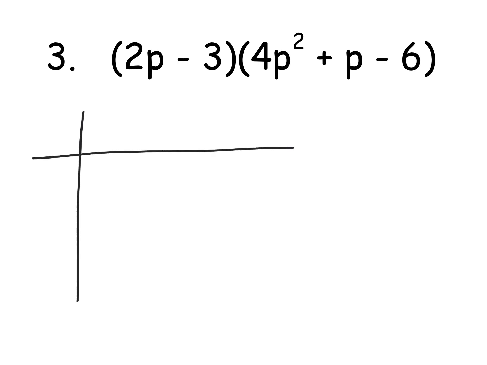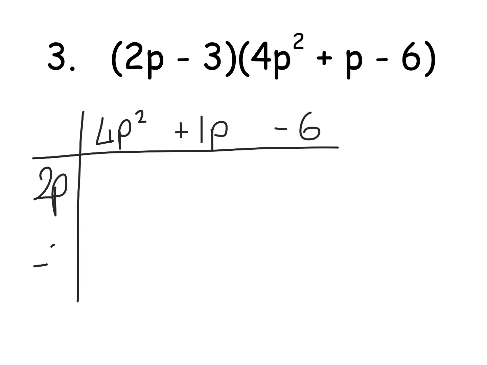So along the top, we're going to have the big bracket, so 4p squared. You're going to have a plus, I'm just going to put a 1 in here, okay, for 1p, and a minus 6. Down the short column, we've got a 2p, and we've got a negative 3. Okay, let's times the top row. So the top row is all getting multiplied by 2p.